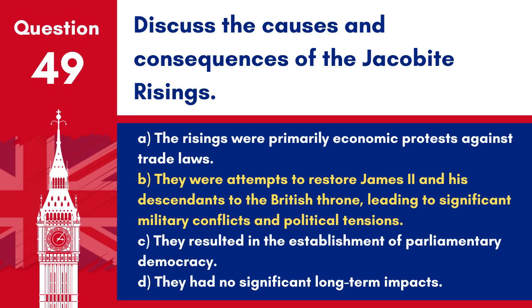Answer: B. They were attempts to restore James II and his descendants to the British throne, leading to significant military conflicts and political tensions. The Jacobite risings were a series of rebellions that had profound effects on British politics, reinforcing the power of the Hanoverian monarchy.